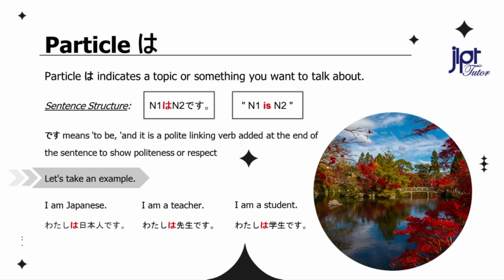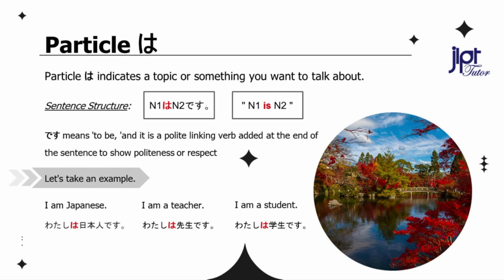Particle wa. Particle wa indicates a topic or something you want to talk about. N1 wa, N2 desu. N1 is N2, where N1 and N2 are nouns about whom we are talking. Hiragana ha we pronounce as wa when we use it as a particle. Desu means to be, and it's a polite linking verb added at the end of the sentence to show politeness or respect towards the person we met for the first time or someone who is elderly and respectable. So make sure to use desu at the end of every sentence.